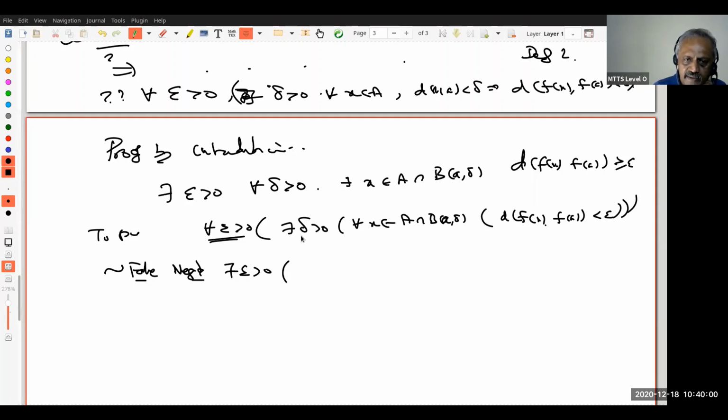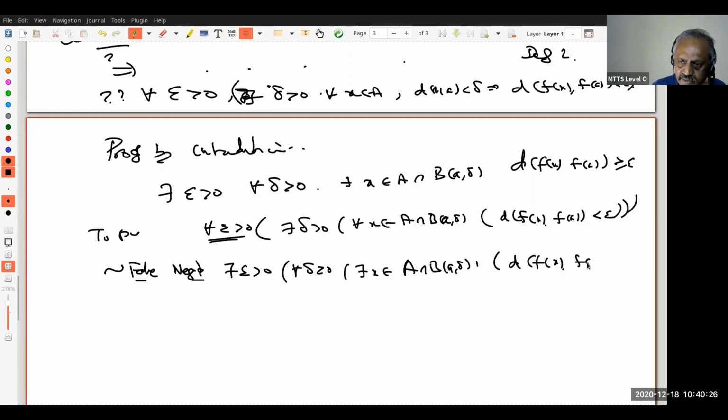Now let's look at that. For some delta, something must be true. That is false. That means what? For every delta, this is false. If this is false, what does it mean? For every x, somewhere something must happen. That is false. That means there is an x here, and this is false. The distance between f(x) and f(a) is less than epsilon. That's false, meaning the distance between f(x) and f(a) is greater than or equal to epsilon. This is a negation.